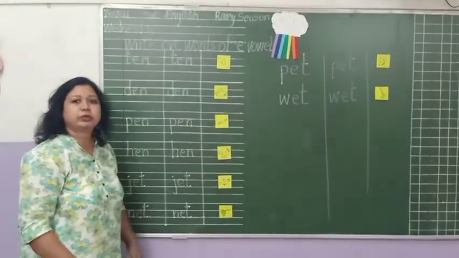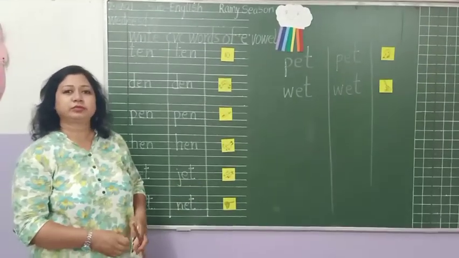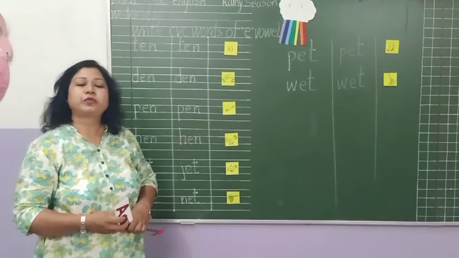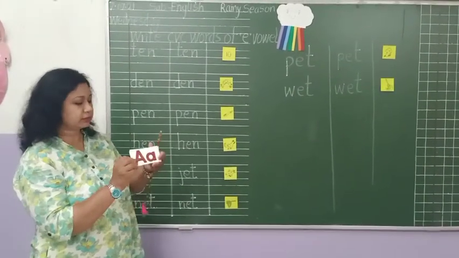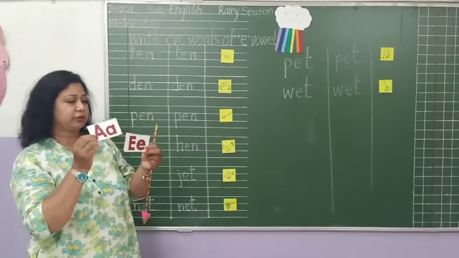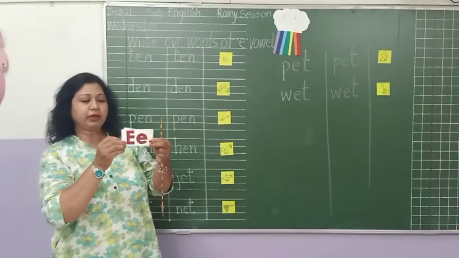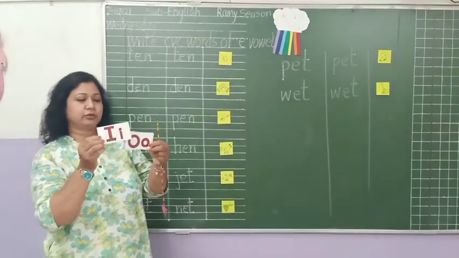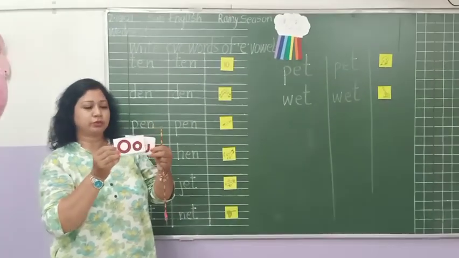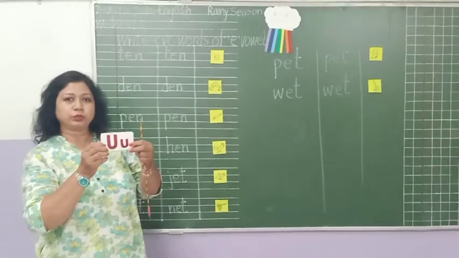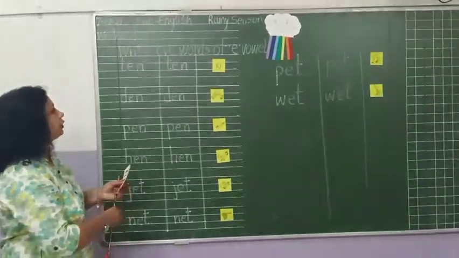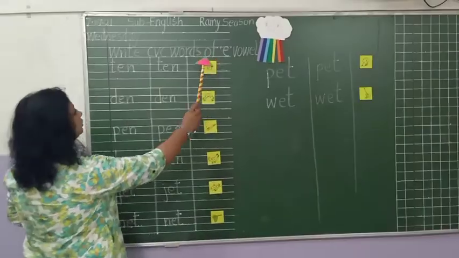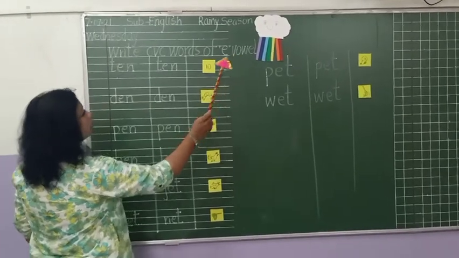As you all know, how many types of vowels are there? Yes, there are 5 types of vowels: A, E, I, O, U. Okay? Today we will learn CVC words of E vowel.